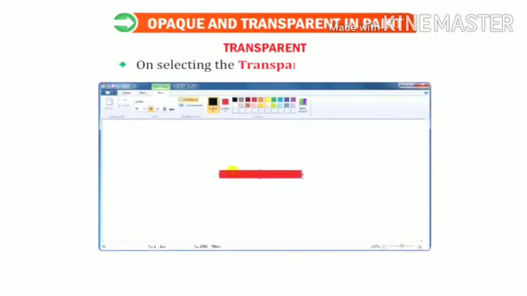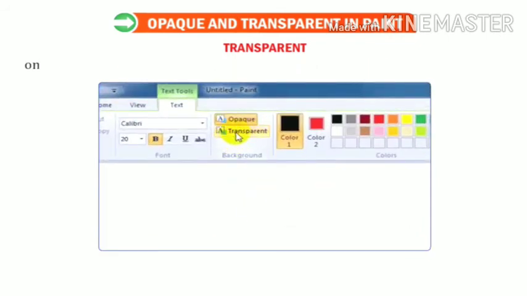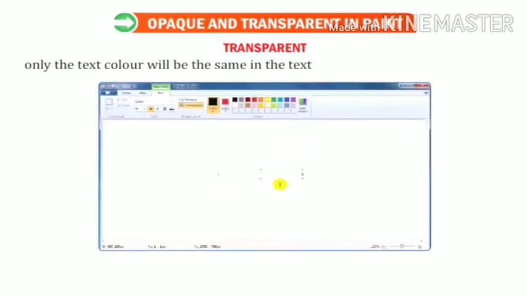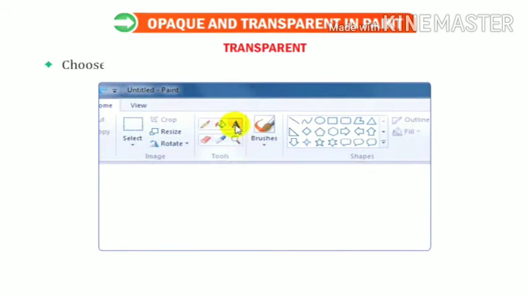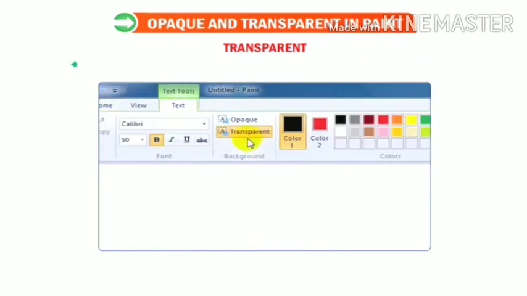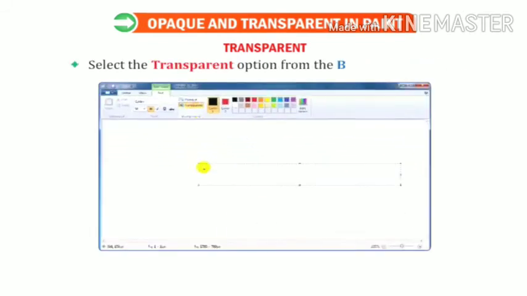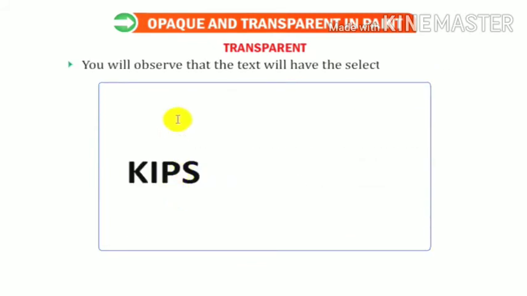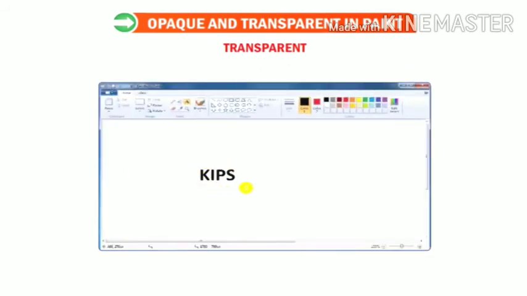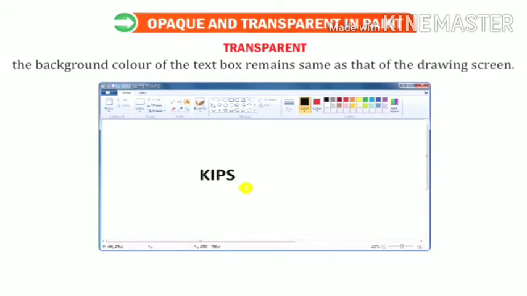Transparent. On selecting the transparent option, only the text color will be the same in the text box as selected in Color 1 box. The background color of the text box will be transparent. Choose the text box where you want to apply the transparent effect. Select the transparent option from the background group. You will observe that the text will have the selected color, but the background color of the text box remains same as that of the drawing screen.